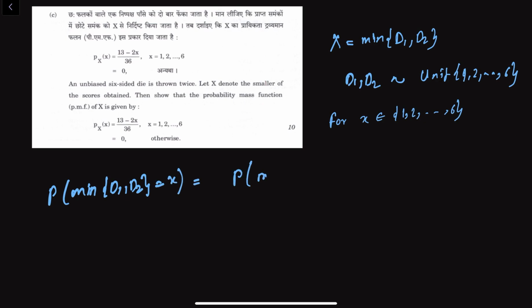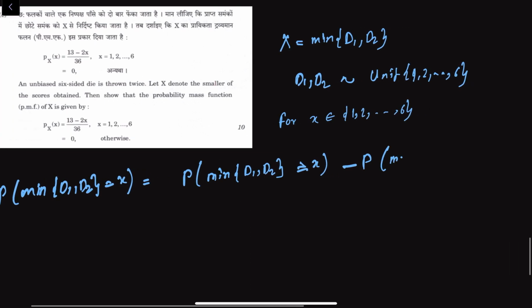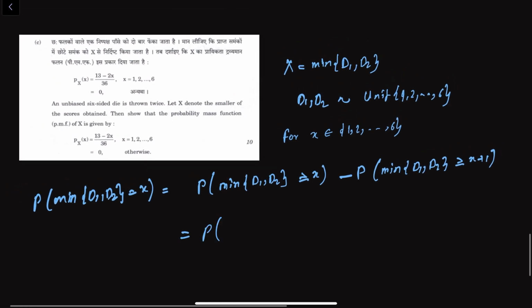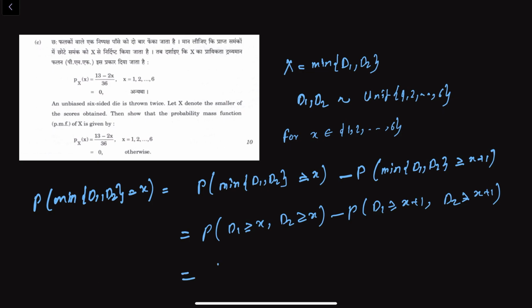That is nothing but the probability that the minimum of D1 comma D2 is greater than or equal to x, minus the probability that the minimum of D1 comma D2 is greater than or equal to x plus 1. So this is the probability that D1 is greater than or equal to x and D2 is greater than or equal to x, minus the probability that D1 is greater than or equal to x plus 1 and D2 is greater than or equal to x plus 1. Since they are independent, that is the probability of D1 greater than or equal to x times the probability of D2 greater than or equal to x, minus the probability of D1 greater than or equal to x plus 1 times the probability of D2 greater than or equal to x plus 1.